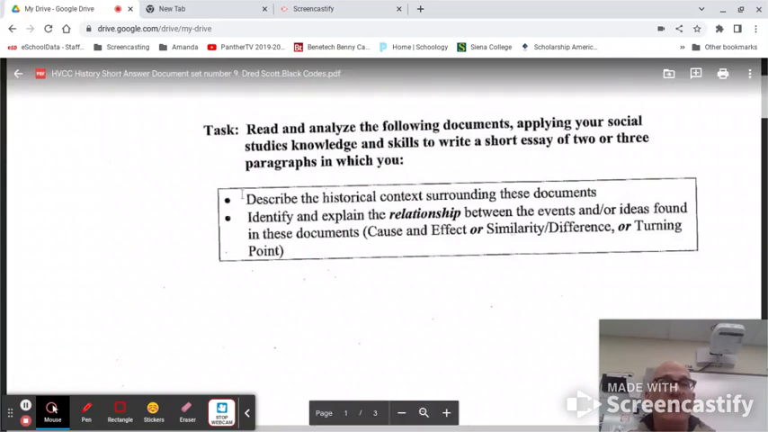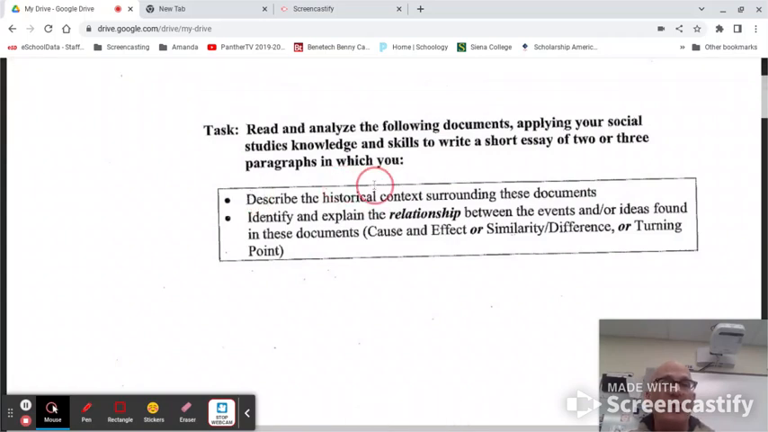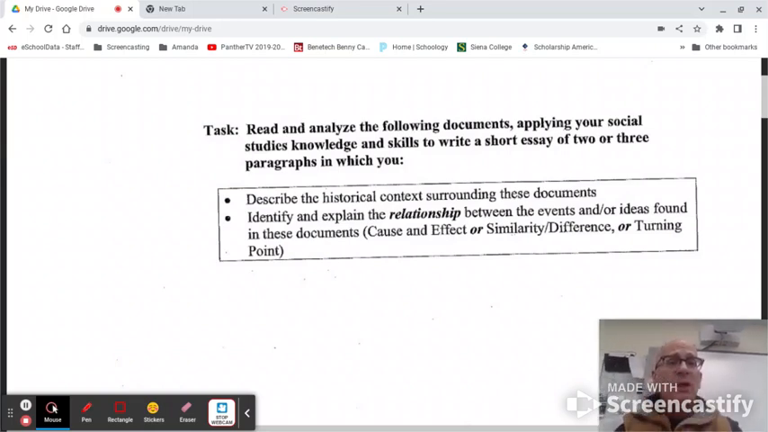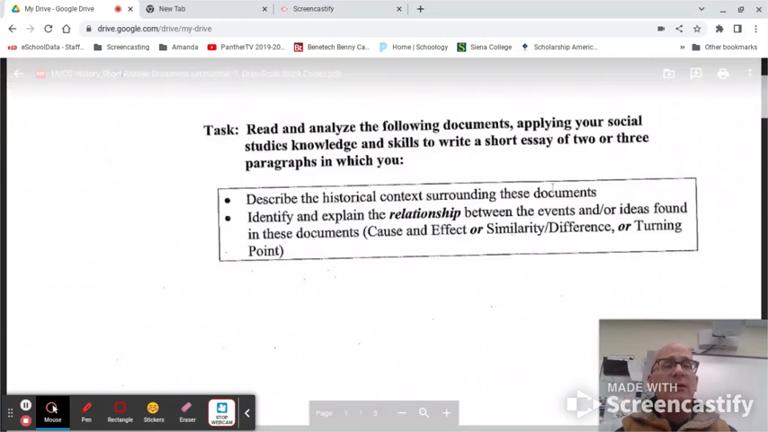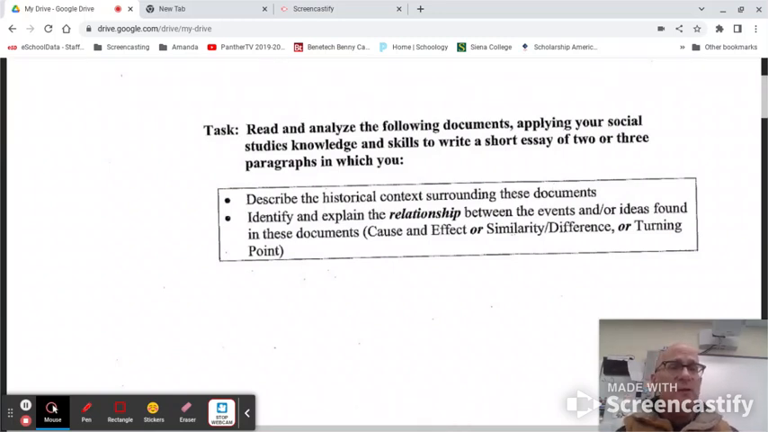Again, just to recap the 2 tasks. This task is always going to be the same. Your first bullet point is going to ask you to describe the historical context surrounding these documents. So what I'd like you to do on this written assignment is describe the historical context between the documents we just reviewed, the documents involving the Dred Scott decision and the document involving the Black Codes, the Mississippi Black Codes.